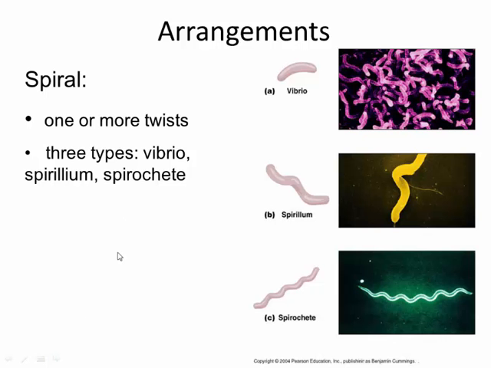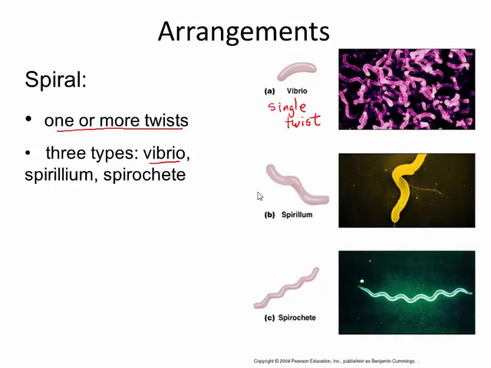The last shape is the easiest of the 3 because it's more descriptive. Spiral shape, meaning it has one or more twists. Now there are 3 types of spiral shapes that we're going to see. Vibrio has a single twist. If you've been reading the newspaper in Haiti, they've had terrible cholera outbreaks. That's actually caused by a Vibrio-shaped bacterium.